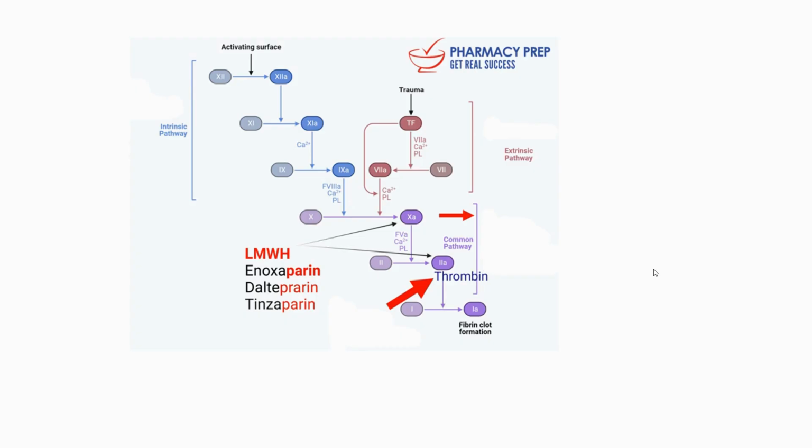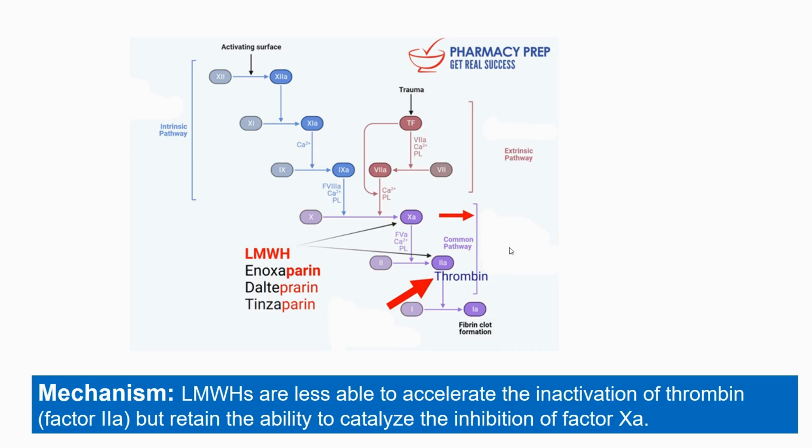So therefore, I'm confident these points are very potential for the exams, and they often test you with questions like: low molecular weight heparins such as enoxaparin have more effect on thrombin, less effect on this factor 10A. So as a result of that, they have less ability to accelerate inactivation of thrombin factor 2A, but they do have the ability to catalyze inhibition of factor 10A.